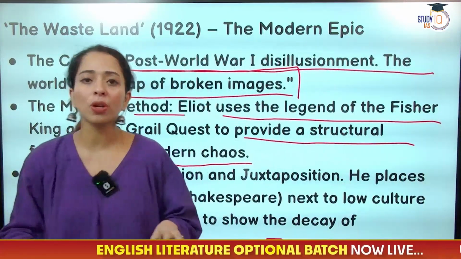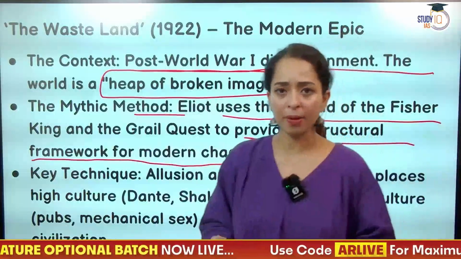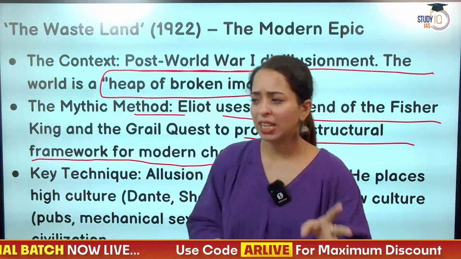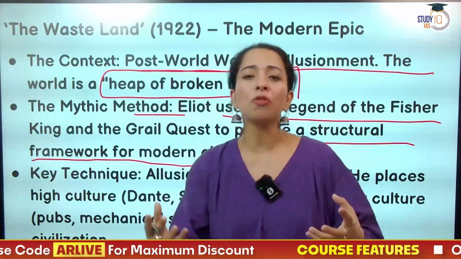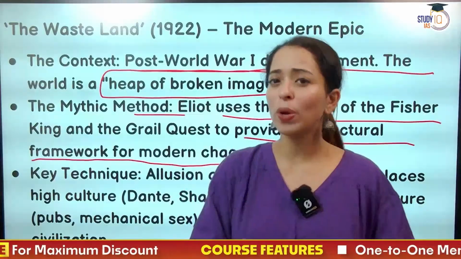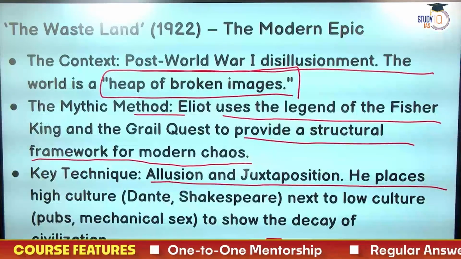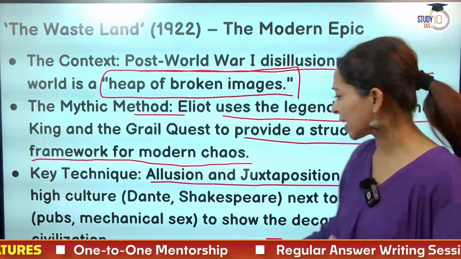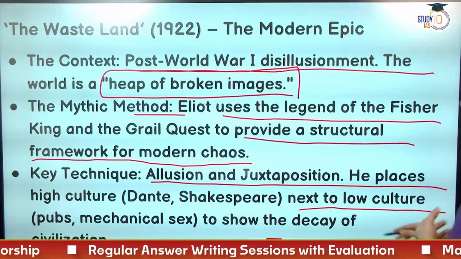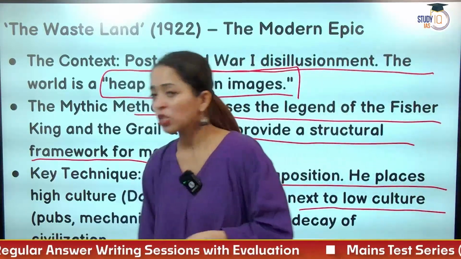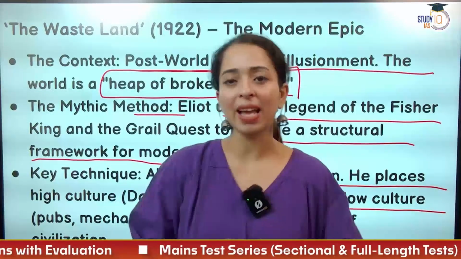Now this is the poem where T.S. Eliot has used his full classical learning. He has talked about Greek, Sanskrit, Hinduism, Buddhism, any form of learning that he had achieved so far, and he reflected it well in his work. Key technique: allusion and juxtaposition. He places high culture, Dante, Shakespeare, next to low culture, pubs, mechanized sex, to show the decay of civilization. So he has shown a very rapid decay of civilization in his work, and that is reflected everywhere.